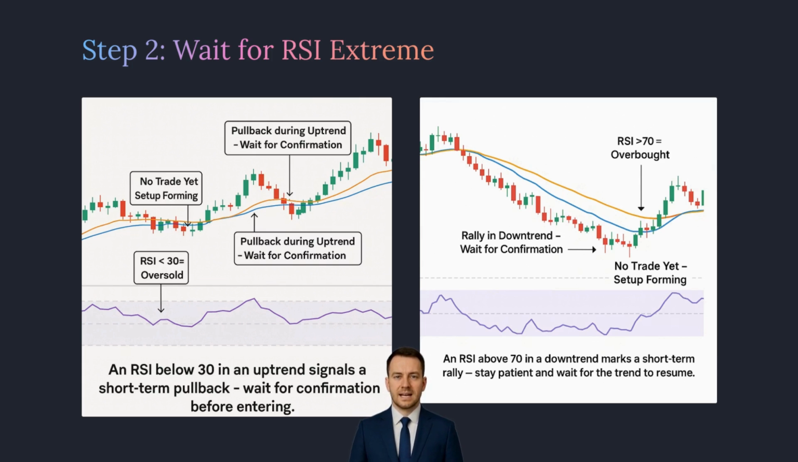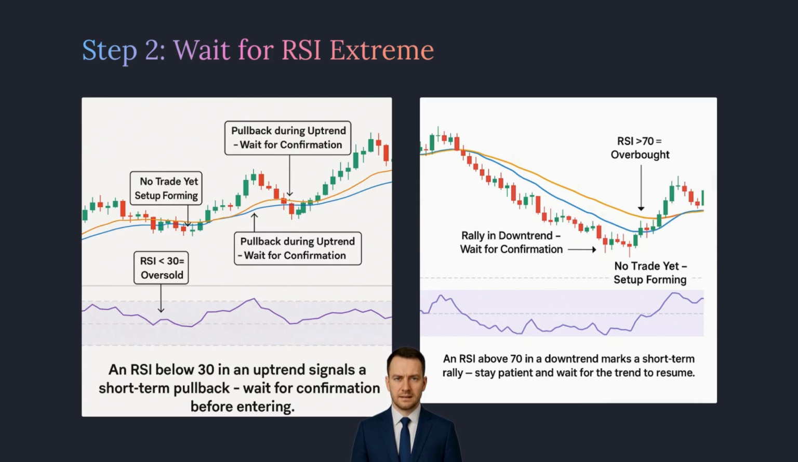An RSI less than 30 in an uptrend often occurs when you get a series of red, bearish candles as the price pulls back from a recent high. This is the market's breather, or minor profit-taking phase. No trade yet. An oversold RSI is just an alert to be ready. We need confirmation that the pullback is ending.